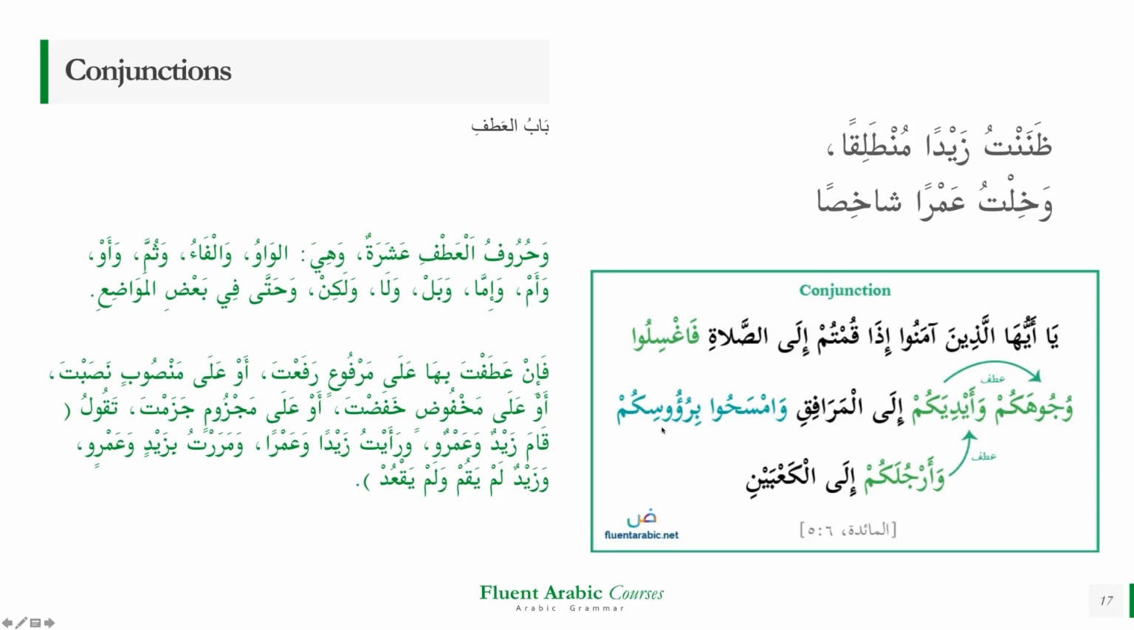Wamsahu biru'usikum. Wa arjulakum. So if it is following the normal flow of the ayah, it should be wamsahu biru'usikum wa arjulikum, if arjulikum was atf on ru'usikum. But it is rather in the state of nasab, which shows that it is not atf on ru'usikum but on something else. And actually it is an atf on aydiyakum. So here this returns to the first part of the ayah. So how does this affect the meaning?